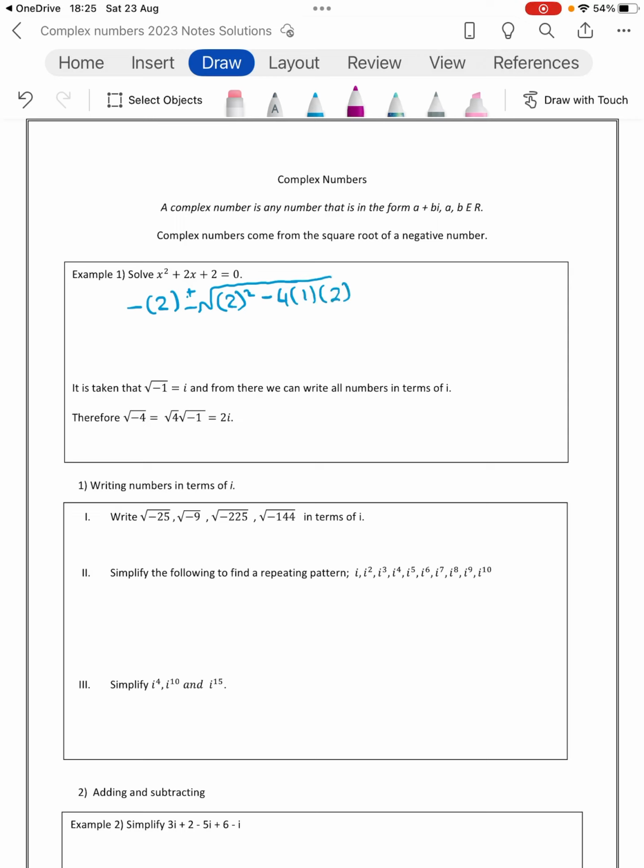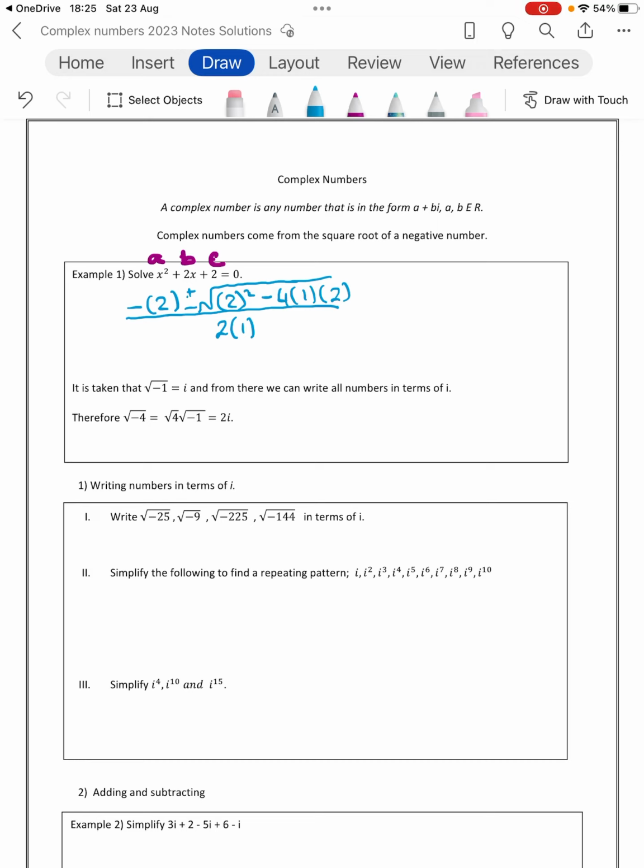So if I want to just label them, the number a is 1, the number b is 2, and the number c is 2. That all goes over 2 times a, and that's 2 times 1. Now if we put that in the calculator, we're going to get an error. The reason we're going to get an error is if you look underneath the square root, we're going to end up with 2 squared is 4, take away 4 by 1 by 2, which is 8, which is going to give us a negative 4. And that's where the complex numbers come in, if we have the square root with a negative number underneath.